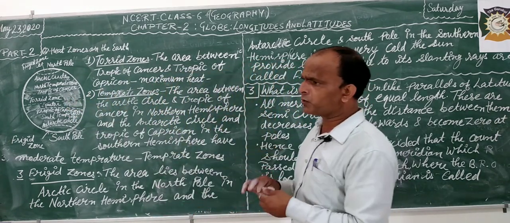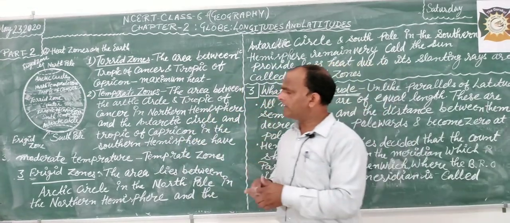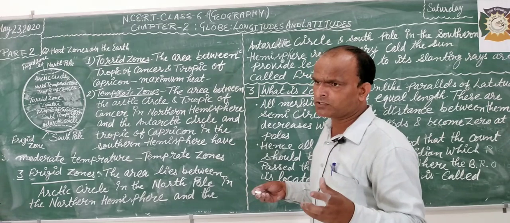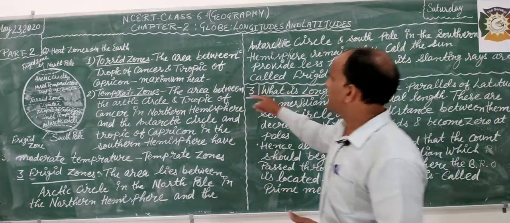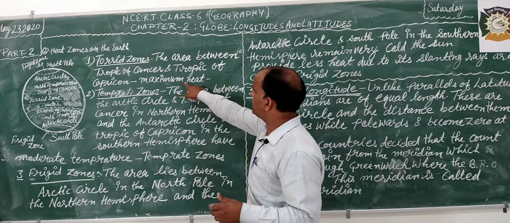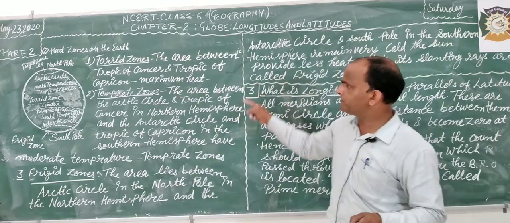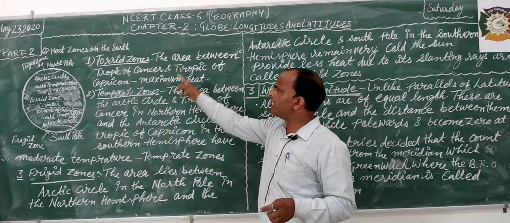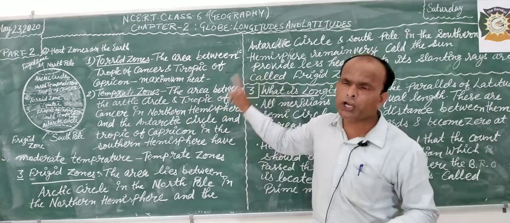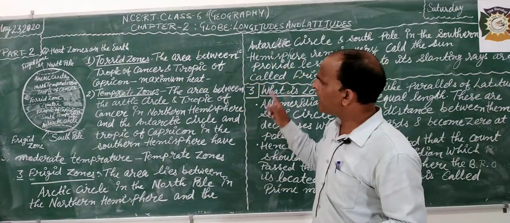Because the sun is on our head, the temperature is obviously very high, so it gets maximum heat. The torrid zone gets maximum heat, that's why it is called torrid zone, and it is one of the heat zones of the earth.